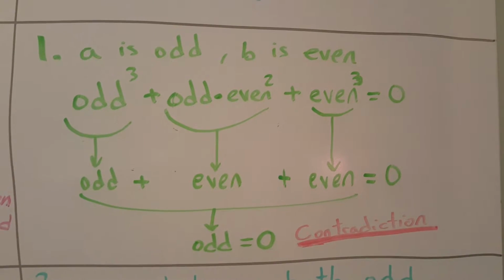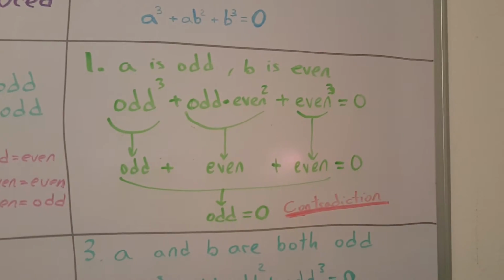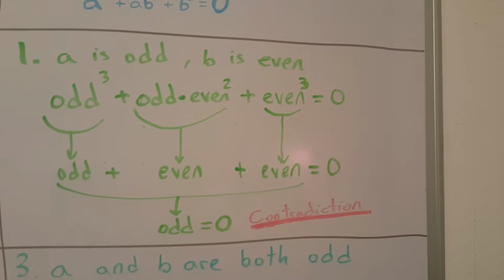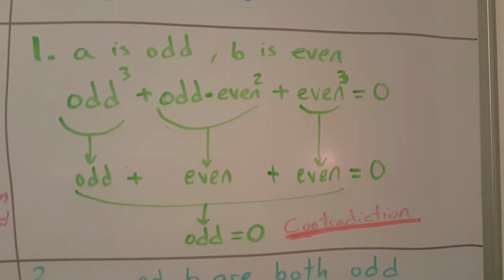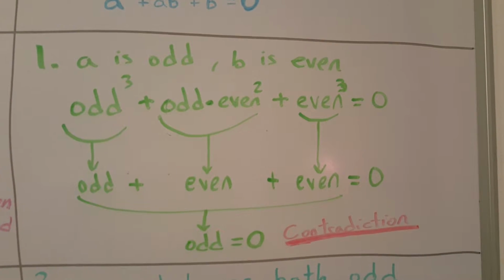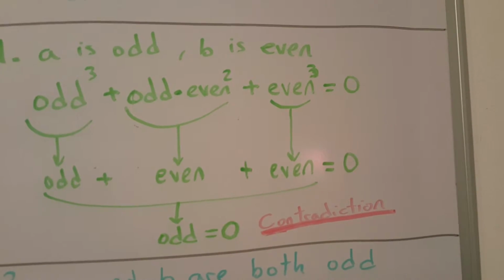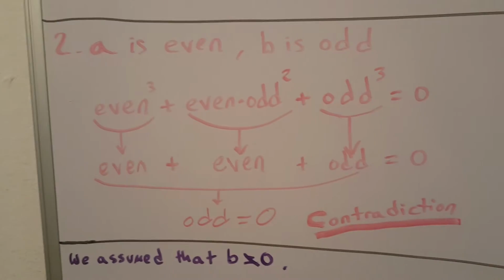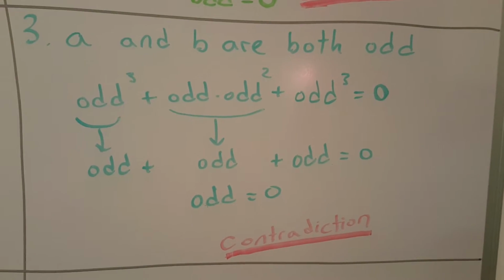Our first solution is a is odd, b is even. So, when we put those into our equation, we pretty much get that odd equals zero, which creates a contradiction since zero is neither odd nor even. When we put into the second equation, we get the same exact situation, and same goes for the third equation.